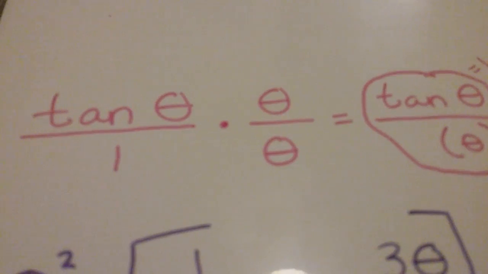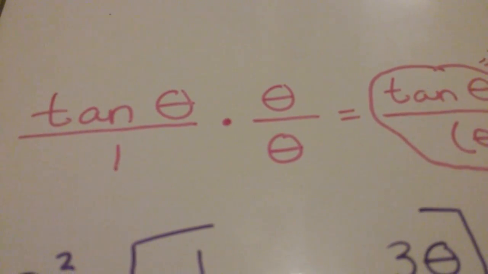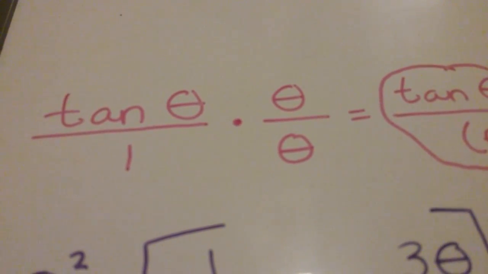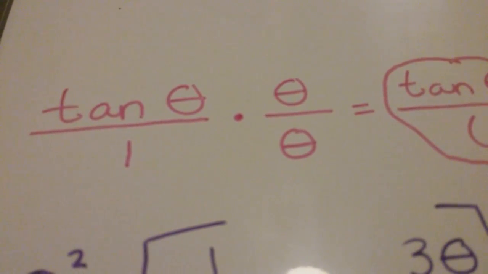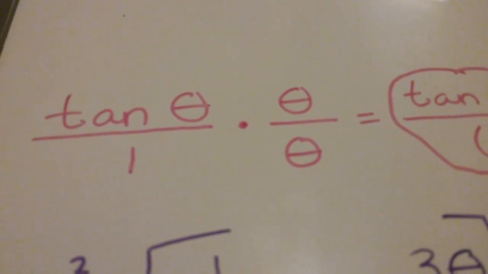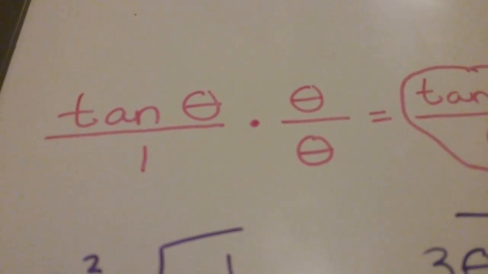Alright, so let's start with the top. For the top part, what you're trying to get is tangent of theta over theta, like that property we did. Sine theta over theta equals 1. The same is for tangent. The tangent of theta over theta equals 1. So, what we're missing with the tangent theta is that theta on the bottom. So what you do to one side, you do to the other.